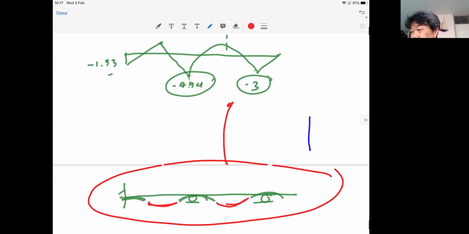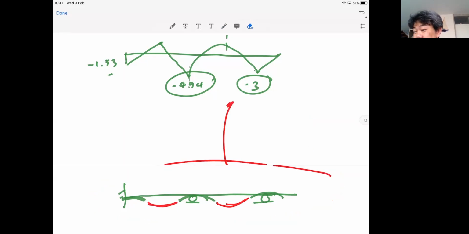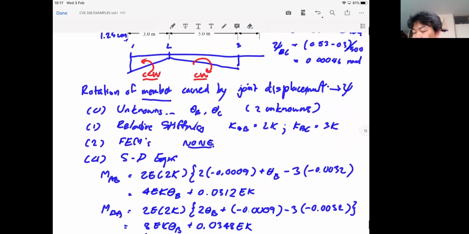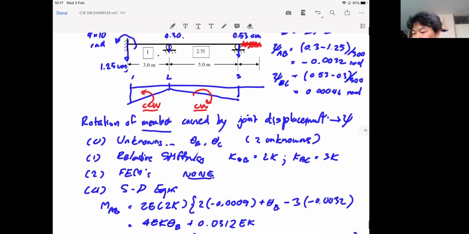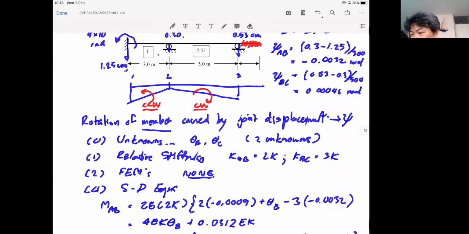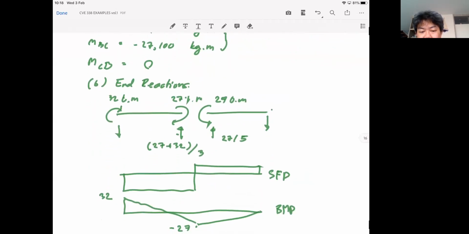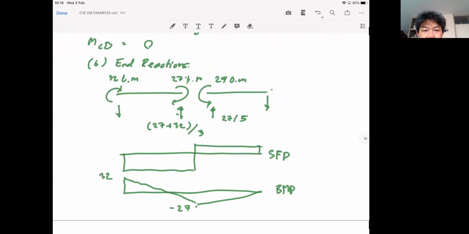But for this one, because of the settlement, it caused your moment to be opposite. See, instead of having the negative moment at the support this time, you have positive, for example. So in general, what I want to tell you is that when you are dealing with the settlement problem, generally the moment becomes the opposite.